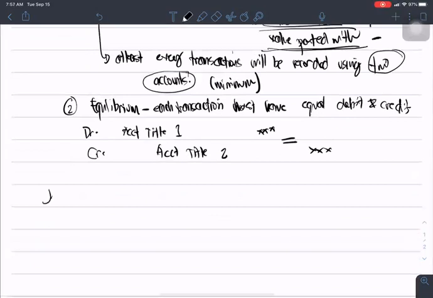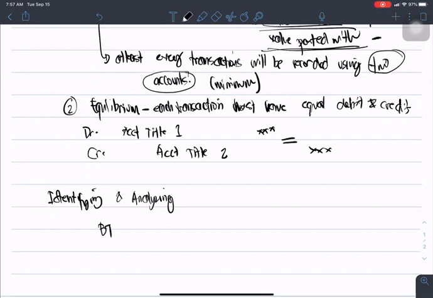your journalizing. And no, identifying and analyzing. Remember, last meeting we said to identify and to analyze means we look for business transactions that pertain to the business or is an accountable event. So ever since our first meeting, we have already emphasized what is an accountable event. So our business transactions must be an accountable event.